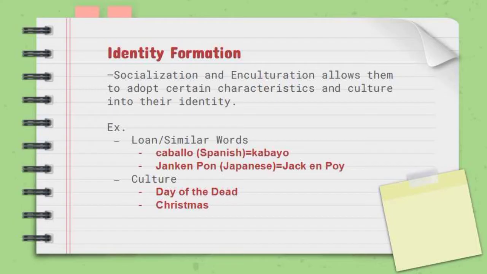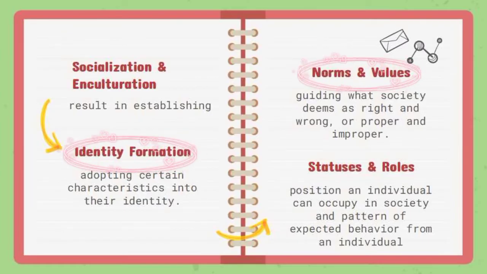So yung socialization and enculturation, pwede siya mag-form ng identity ng isang tao at pwede rin yun sa kultura ng isang bansa. Halimbawa na lang sa bansa natin, inadapt natin yung Spanish word na kabayo sa ating language at parehas din ng kanyang pronunciation pero magkaiba nga lang ang spelling. Nung panahon rin ng Japanese, merong larong Jankenpon. Inadapt rin natin to at tinawag natin tong Jack and Boy. Sa kultura naman, inadapt natin yung Day of the Dead and Christmas ng Spaniards sa ating kultura. So makikita natin na through socialization and enculturation, nagkaroon ng new identity ang kultura ng ating bansa from adopting cultures of other countries.